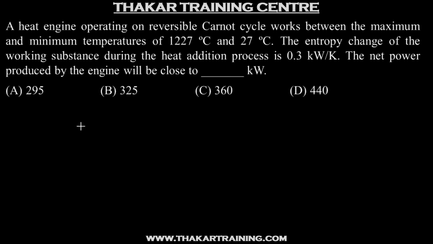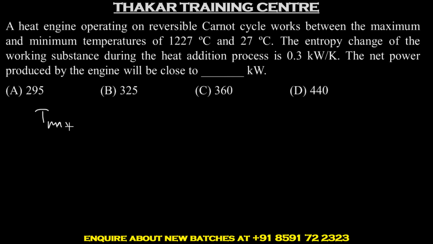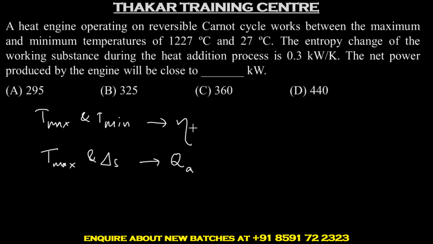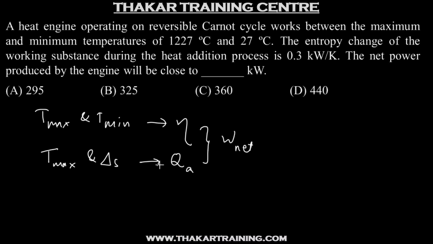So in this question, one way is to proceed with the help of formulae. We have T max and T minimum, so from this information we can find out the efficiency. Then we have the entropy change during the heat addition process, so we have T max as well as delta S, and we can find out the heat added in the cycle. Then from the efficiency and the heat addition information, we can find out W net. Alright, so one way to proceed is this. You can try it out in this manner.